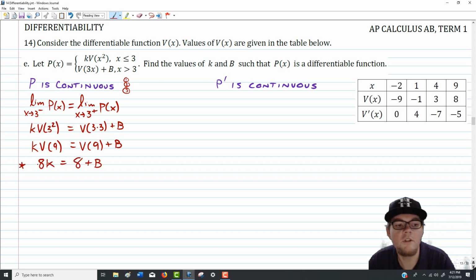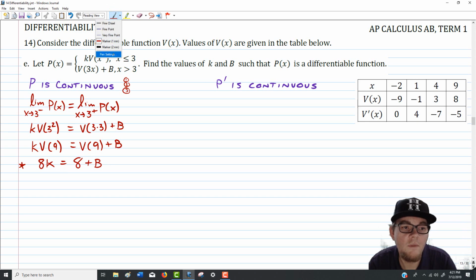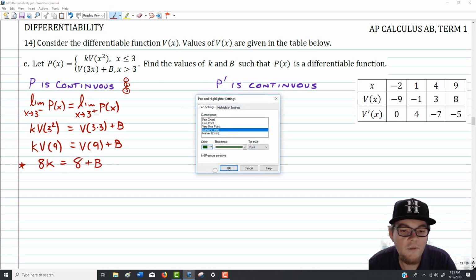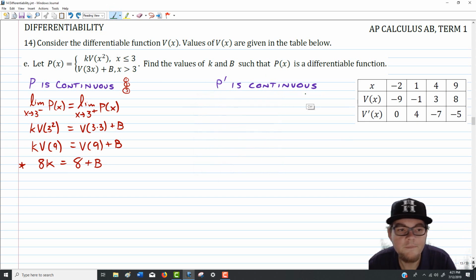So once again, there is our first equation. Notice it's a two-variable equation. We have both k and b in there, so we can't solve it from just the first equation. There's nothing that we can do there. So that means it's time for us to move forward and check on p prime.